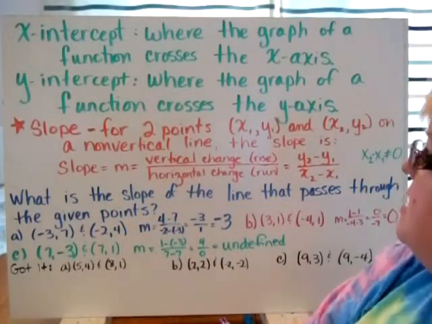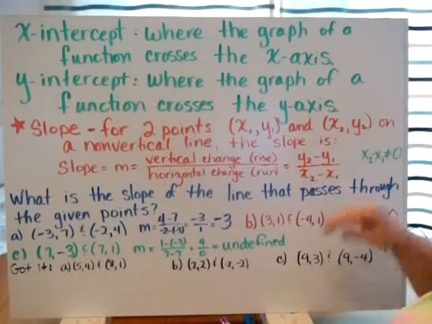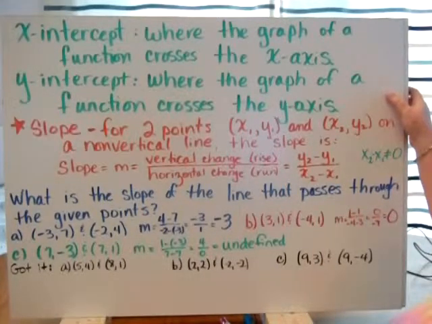An x-intercept is where the graph of a function crosses the x-axis. The y-intercept is where the graph of a function crosses the y-axis.